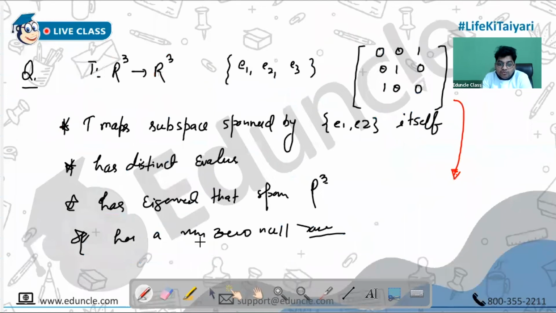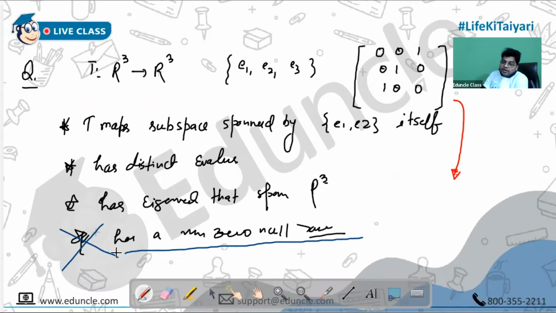One problem was mine: it has a non-zero null space. Wrong. An invertible matrix has only the 0 null space. Yes or no? This is very simple. Number 1. It has distinct eigenvalues, has distinct eigenvalues.